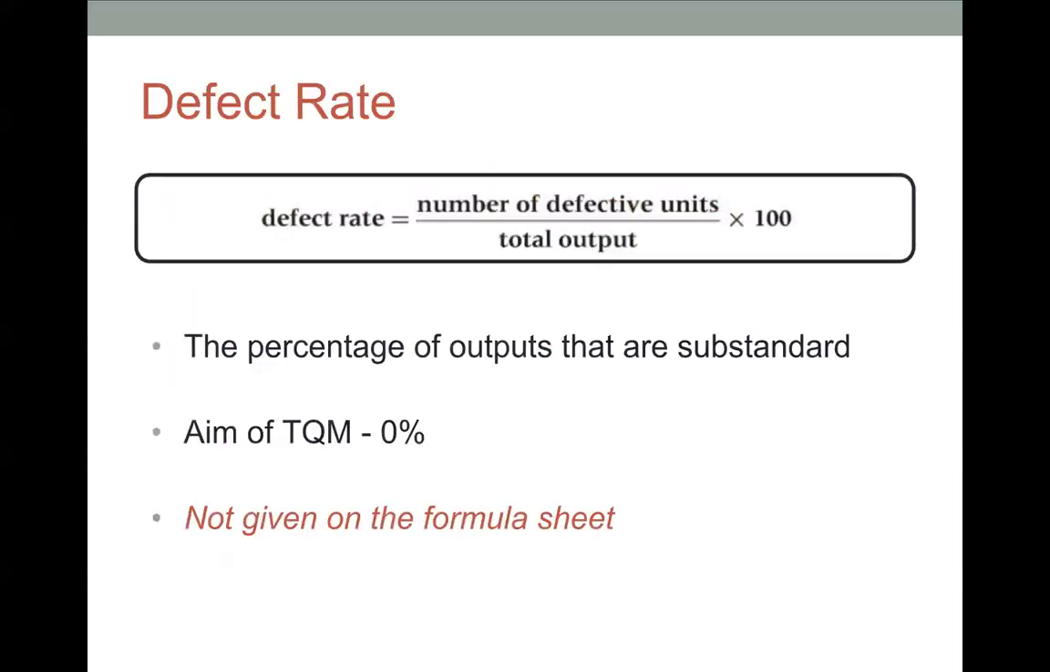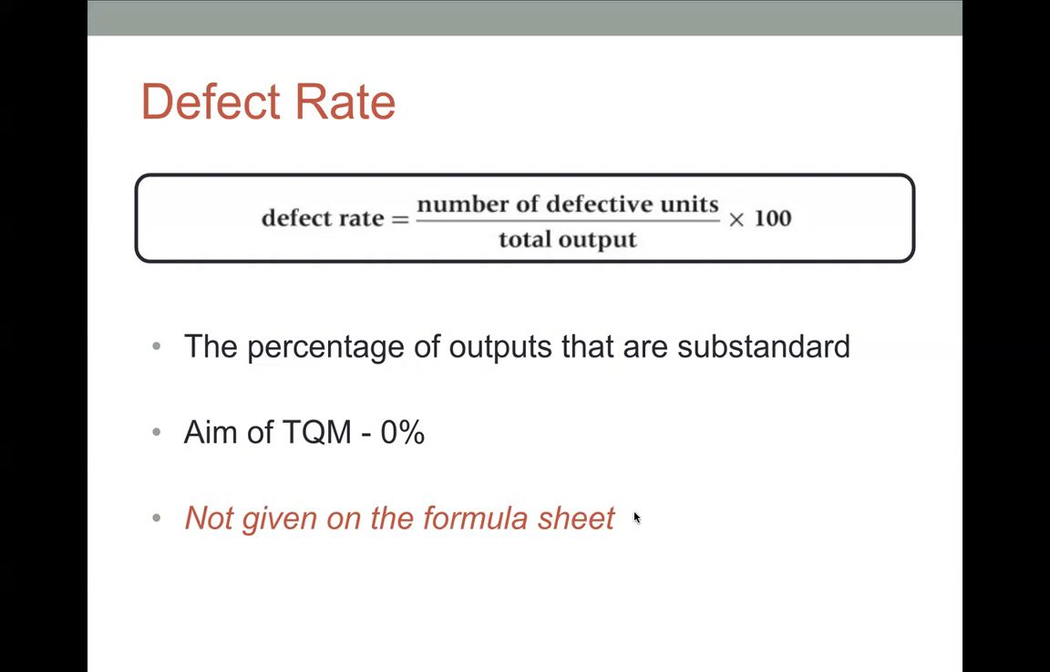All right, the defect rate. Defect rate takes the number of defective units and divides it by the total output and then times it by 100. So we're really looking at what percentage of our output is defective. Substandard is a good term for that. The aim of total quality management or total quality culture is zero defects, so 0% defect rate. Again, not guaranteed, doesn't happen all the time using TQM, but that is the defect rate.